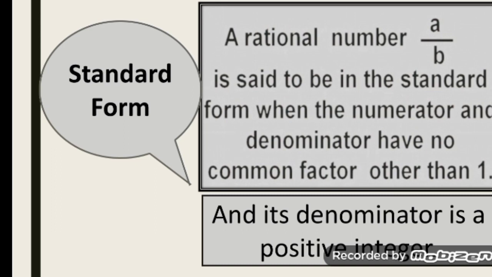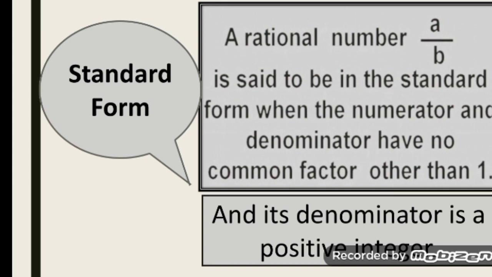A rational number a by b is said to be in standard form if the numerator and denominator have no common factor or no common divisor other than 1. In simple words, it means that in standard form, the rational number must be in lowest form, because when the rational number is in lowest form, there is no common divisor of both numerator and denominator other than 1.